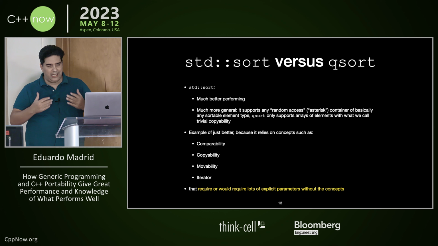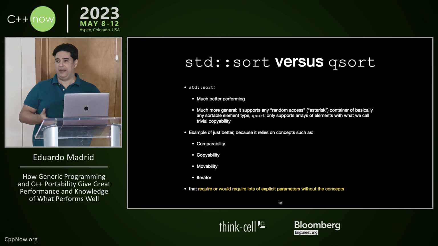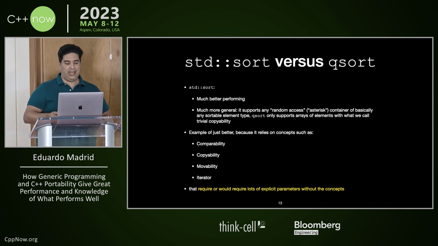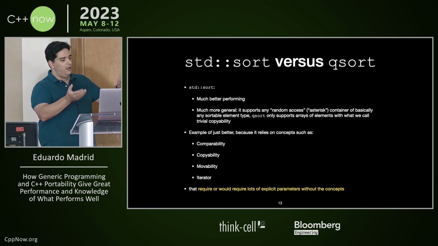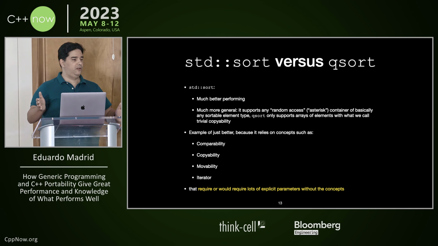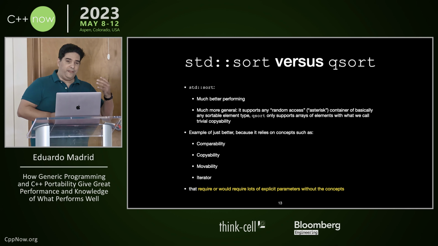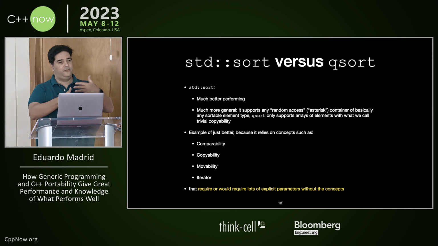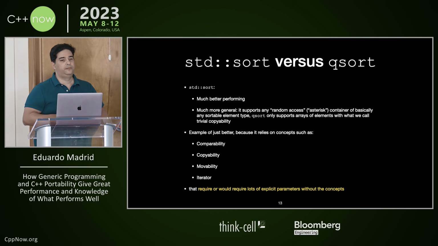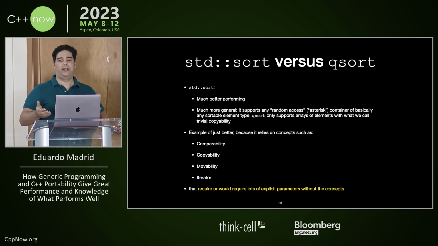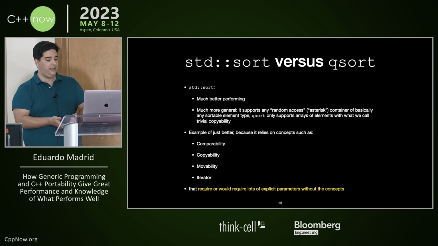What I want to surface for you is that standard sort is undoubtedly, objectively, much better than C qsort. But what is it that makes it better? I believe that what makes it better is that it relies on the concepts that I'm listing in the slide: comparability, copyability, movability, and the whole conceptualization of iterators that began with Alexander Stepanov's work. Without these concepts and the adherence to these concepts by the C++ components that we use, then we would require lots and lots of parameters to provide to something that pretends to be generic, and the performance will never be there either.